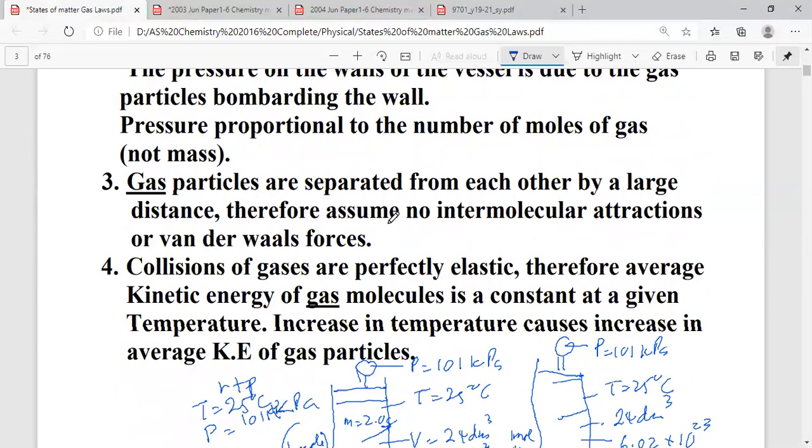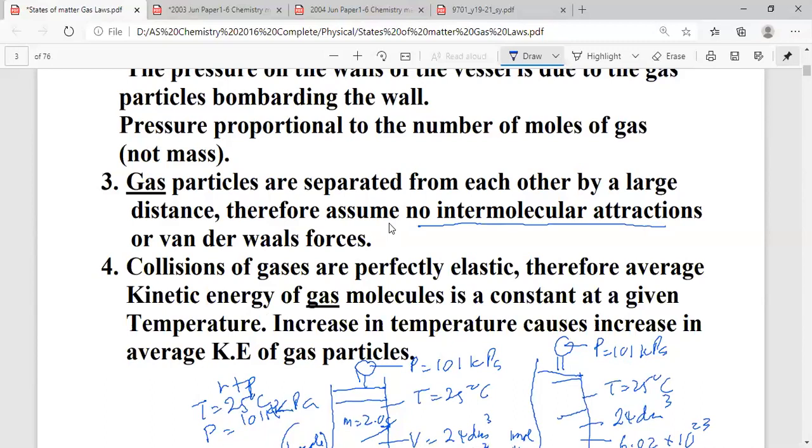Therefore, assume no intermolecular attraction, no hydrogen bonds, no van der Waals forces. Of course, it's not true. At very high pressure and very low temperature, they will have. That's why they will deviate from the ideal gas law. You will see afterwards. Collisions are perfectly elastic.